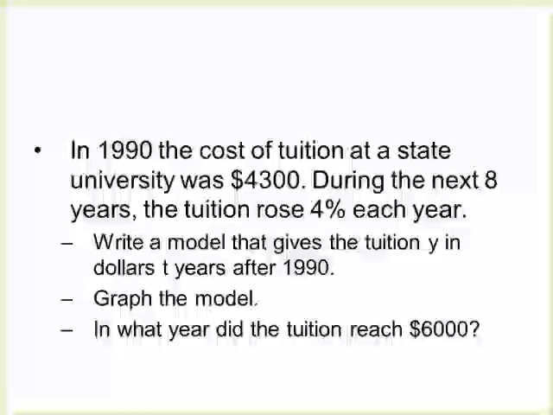Okay. So during the next 8 years, tuition rose 4% each year. So write a model. So we're going to have tuition Y is A. What's A? 4,300 initial amount. 1 plus rate. What's rate? 0.04, 4% as a decimal, to the power of t. In our model, we want t to just be t. We're not plugging anything in for it.